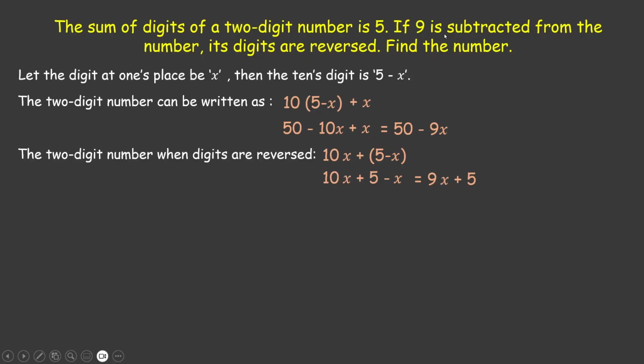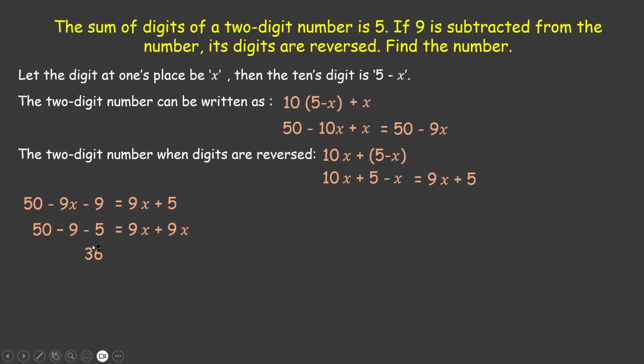Now, the question says, if 9 is subtracted from the number, so 50 minus 9x minus 9, then the number becomes the one where the digits are reversed. So this is the number, and this is equal to 9x plus 5. Now let's transpose 5 to the left hand side. 50 minus 9 minus 5 is equal to 9x. When this negative 9x is transposed, it becomes positive 9x plus 9x.